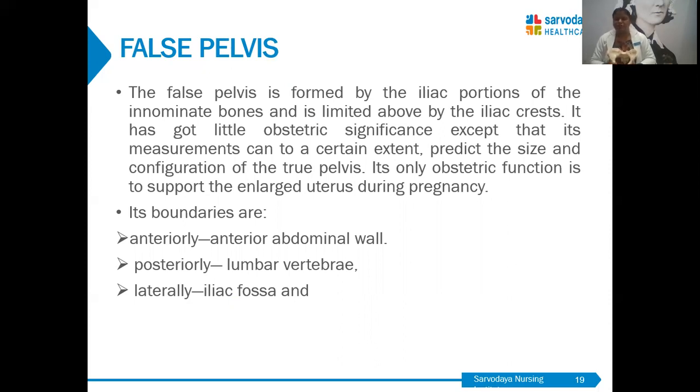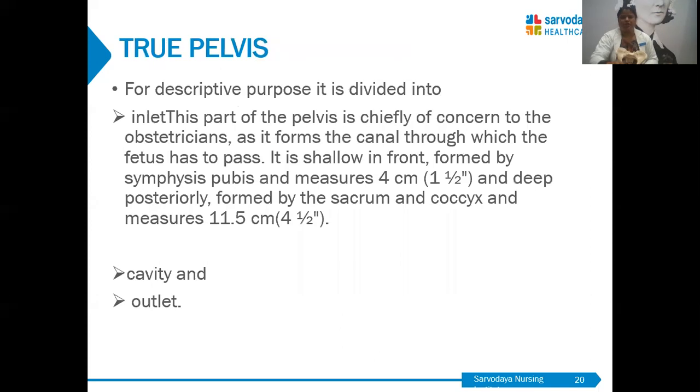The boundaries of the false pelvis are anteriorly the abdominal wall, posteriorly the lumbar vertebrae, and laterally the iliac fossa. True pelvis. For descriptive purposes, the true pelvis is divided into inlet, cavity and outlet. This one is the inlet or brim, this one is the cavity, and this one is the outlet.